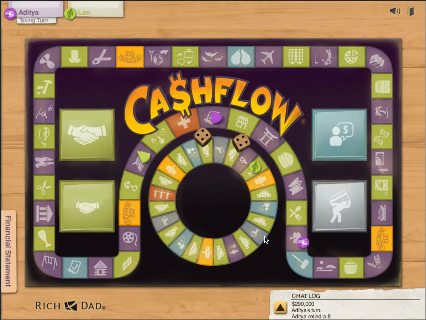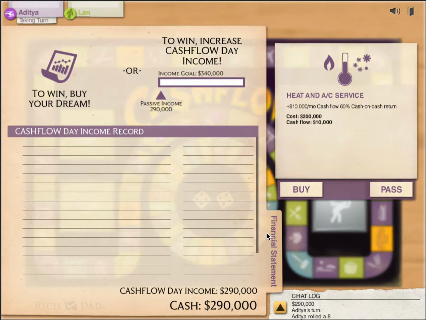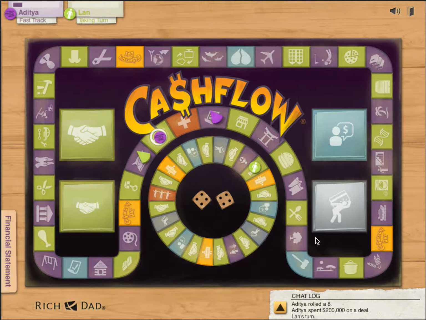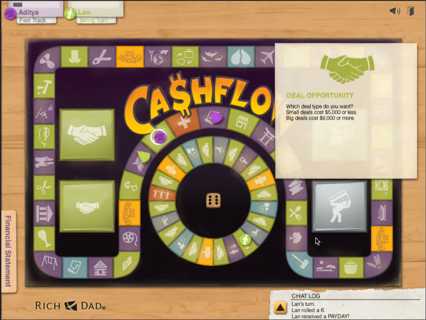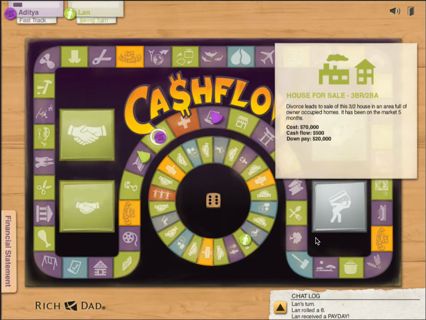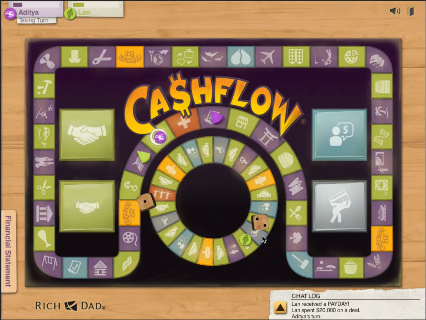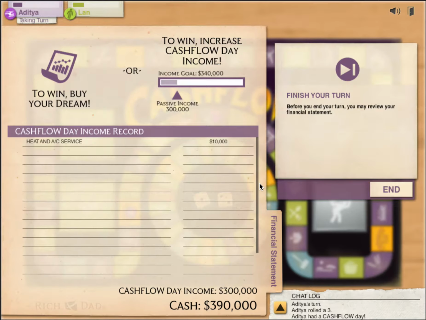And here we go. So we have 4 and 4. We're going to go ahead and buy this heating and AC service. We had to pay for a water heater earlier, but now we own the company. So that's great. And here we are with him rolling a 6. Let's see what he gets. Okay, he's getting a house. Okay. So he's increased his cash flow a little bit from the house.